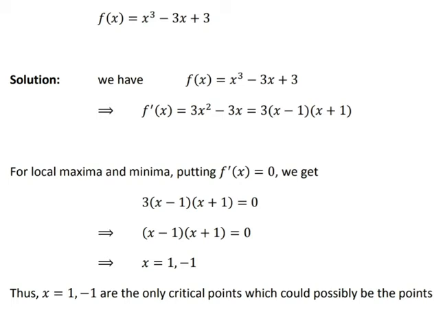So these are the 2 points, the point of local maxima or the point of local minima. Now let us find out which one of these is a point of local maxima and which one of these is a point of local minima. So with these 2 points, we will find out the maximum value and the minimum value.